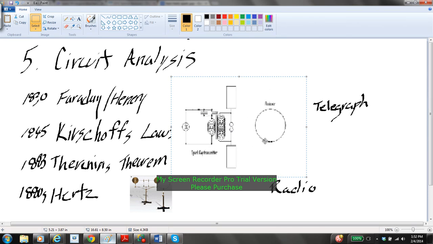And then by using a ring with 2 electrode balls at the end, he was able to transmit a spark, opening and closing the circuit, and it would send the spark through the airwaves, if you will. On this thing, it would develop a spark on this. So that's pretty much the beginnings of radio.